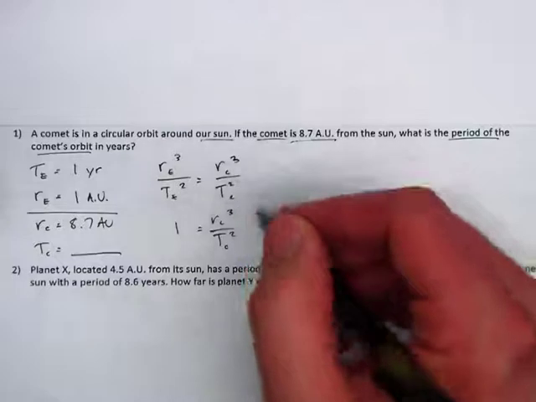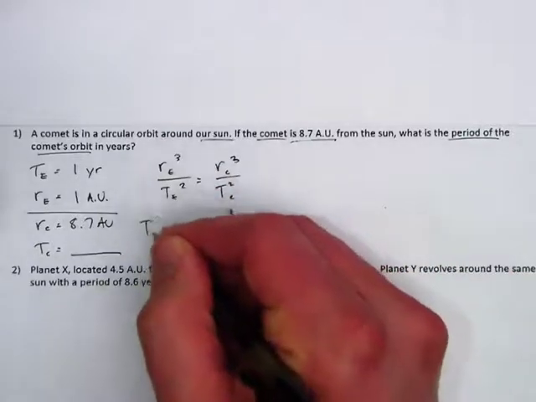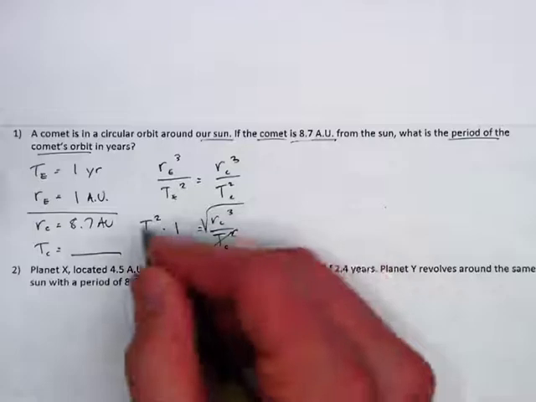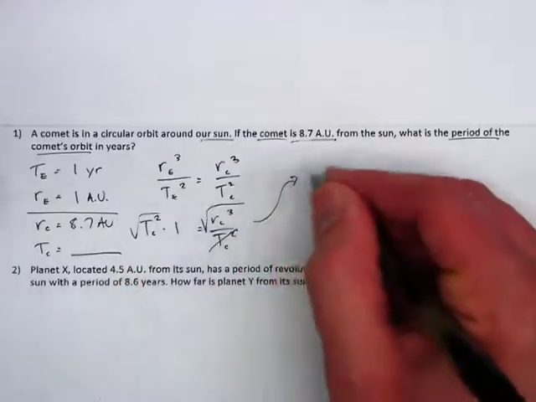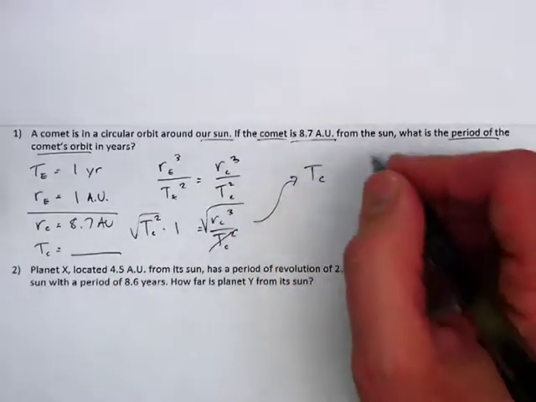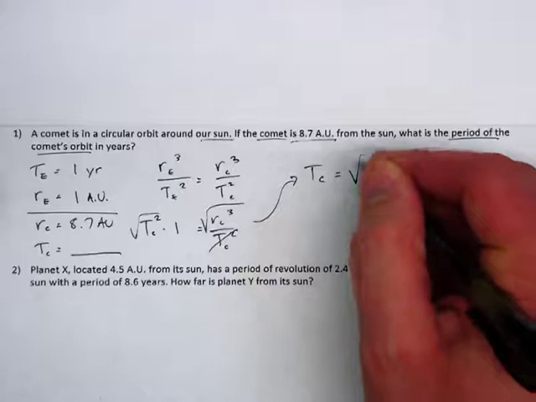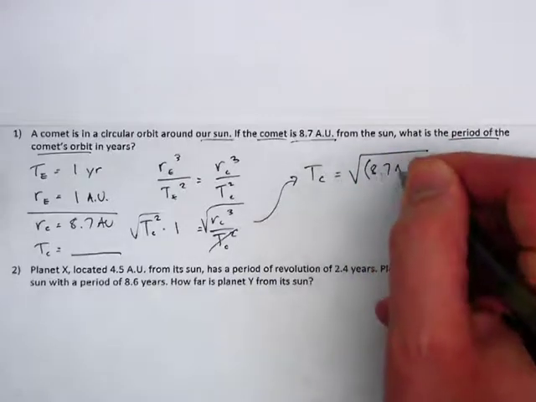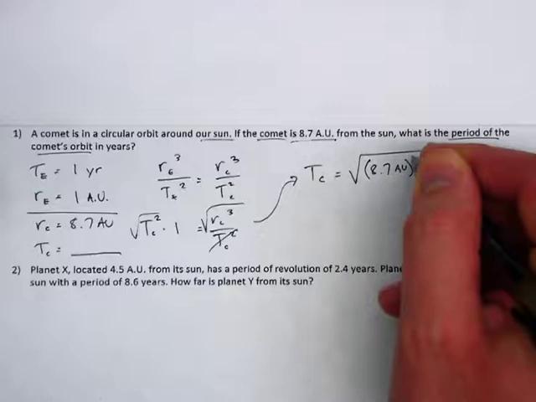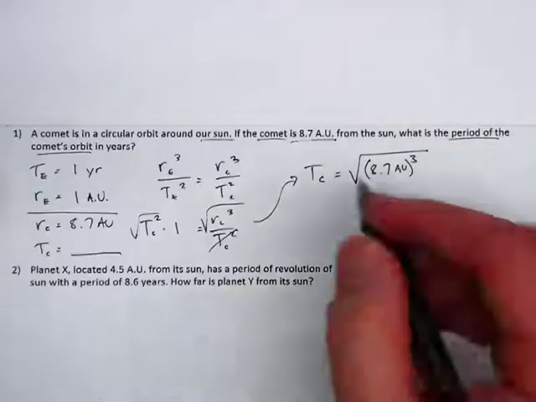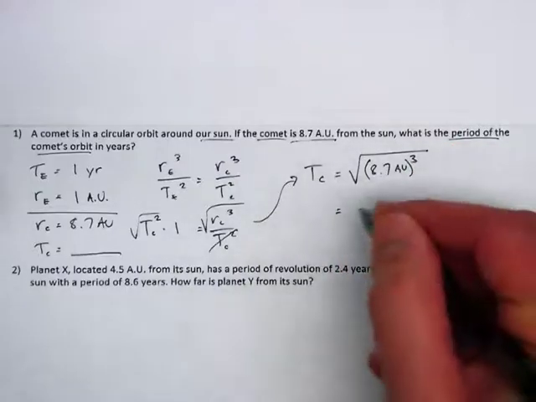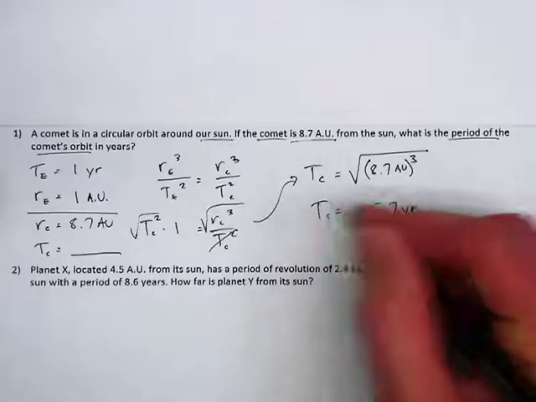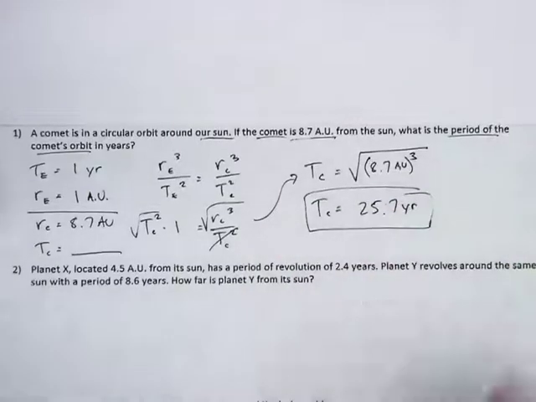All right, so in this case, multiply by T squared, and then square root both sides. So I get the period of the comet will be the square root of 8.7 astronomical units cubed, and that gives me a period of 25.7 years. Okay? So there's example number 1.